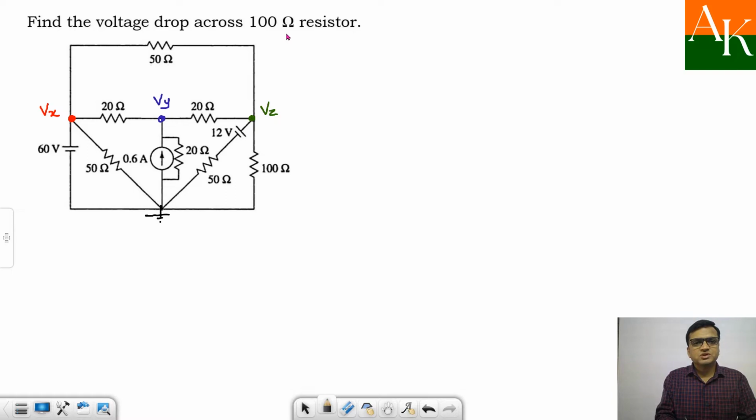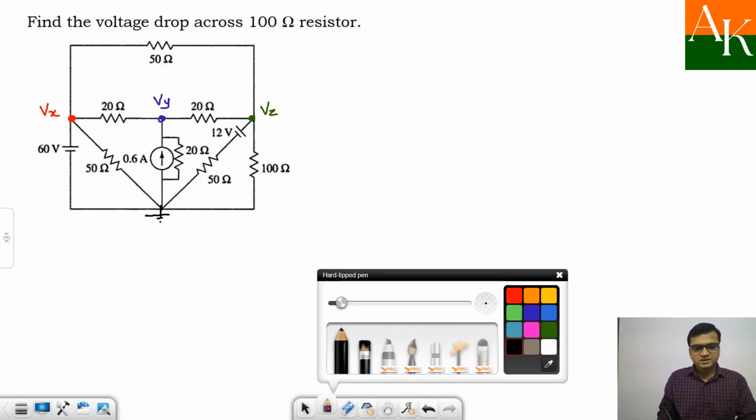They are saying find the voltage drop across 100 ohm resistor. 100 ohm resistor is over here. So if you calculate the voltage Vz at node Z, you can easily calculate the voltage across this 100 ohm resistor. Now there are three unknowns and I want three equations.